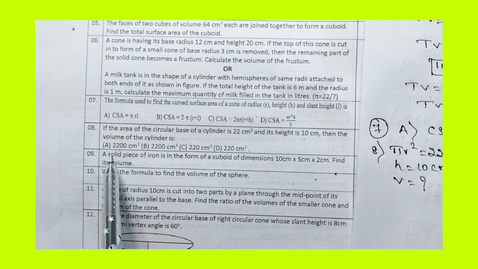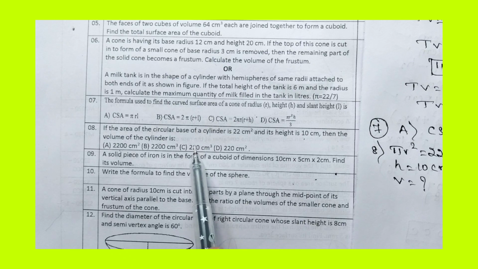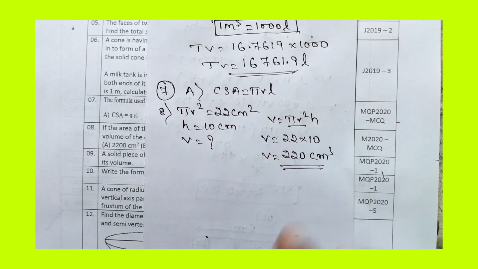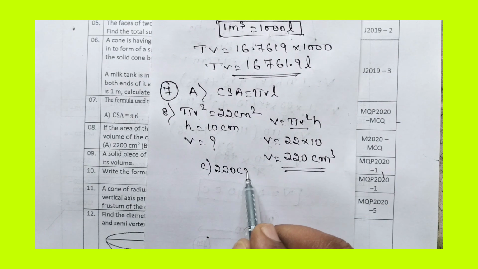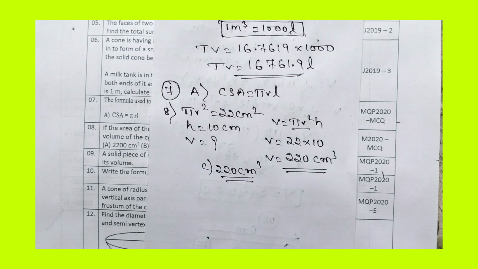Here, the right answer for this question is option C, 220 centimeter cube. So option C, 220 centimeter cube is the right answer.